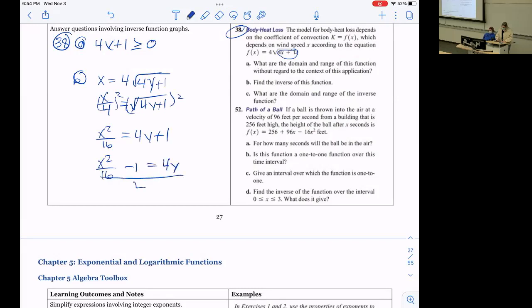Then we're going to divide by 4 to get rid of that 4. So we're going to have x squared over 16 minus 1 over 4. And then we can simplify this and find our inverse. And then see what are the domain and range of this inverse function. And so you can find the domain and range either graphically or looking at it algebraically. Are there any questions about that? All right, so that will be the end of chapter 4.